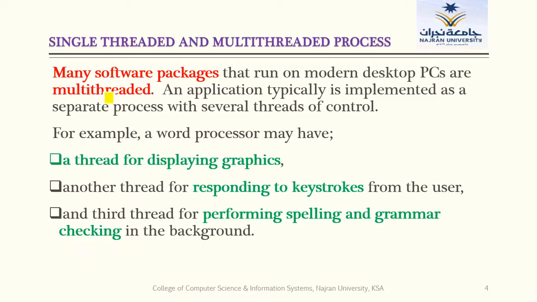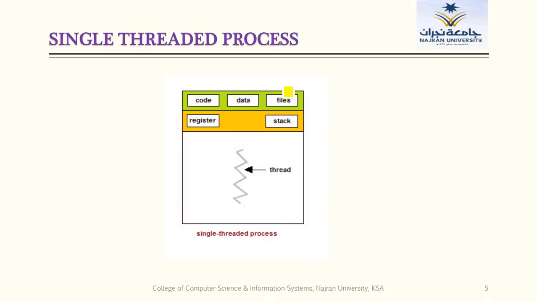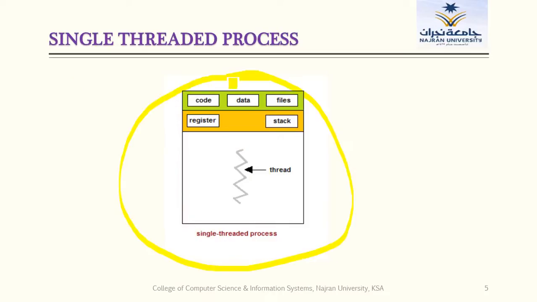Then we saw that we have single-threaded and multi-threaded processes. In a single-threaded process, one process has only one thread, but in a multi-threaded process, one process may have more than one thread, as shown in this example of a single-threaded process. There are five main components: code, data, files, stack, and registers.